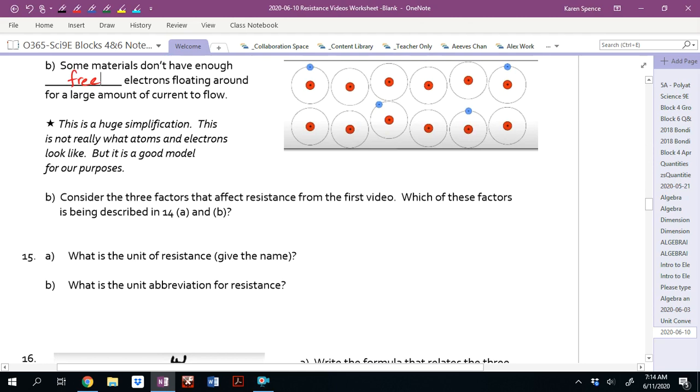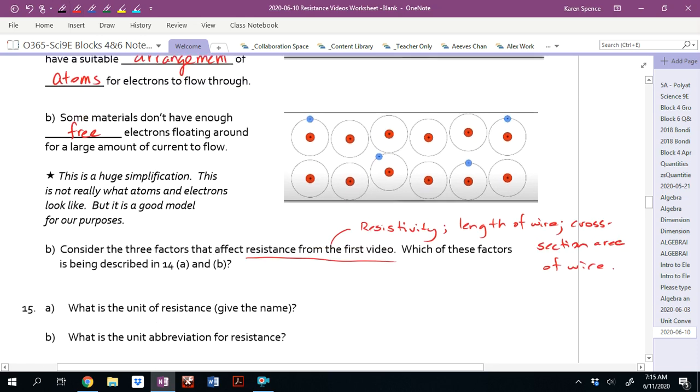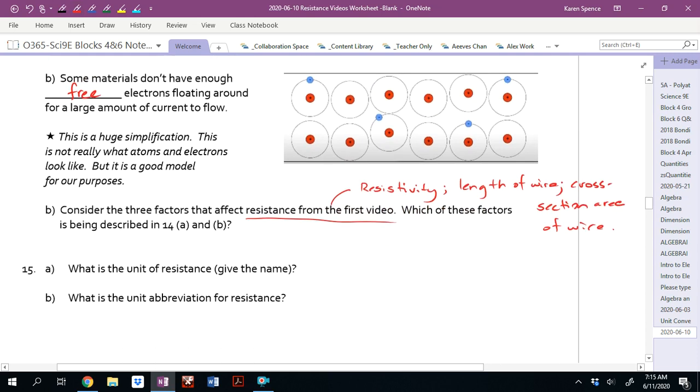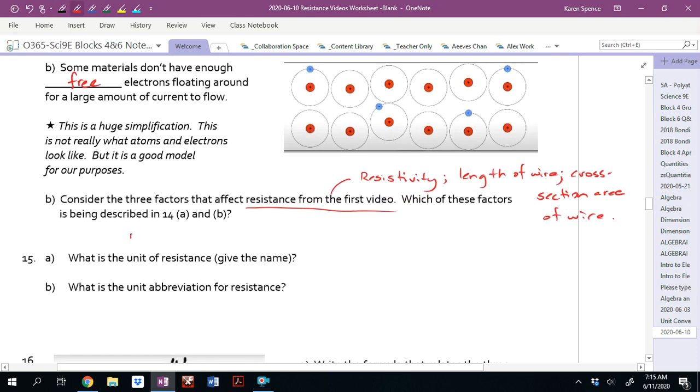Consider the three factors that affect resistance from the first video. What were those three factors again? They were the resistivity, the length of the wire, and the cross-sectional area of the wire. Which of these factors is being described in 14a and b? Well, that would be the resistivity. Some property of the material itself just makes it harder for electrons to move within it.